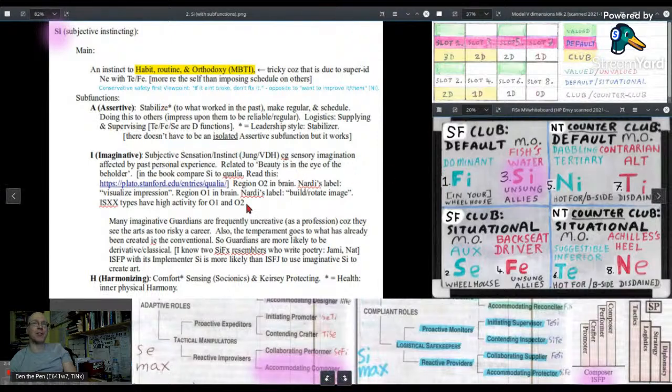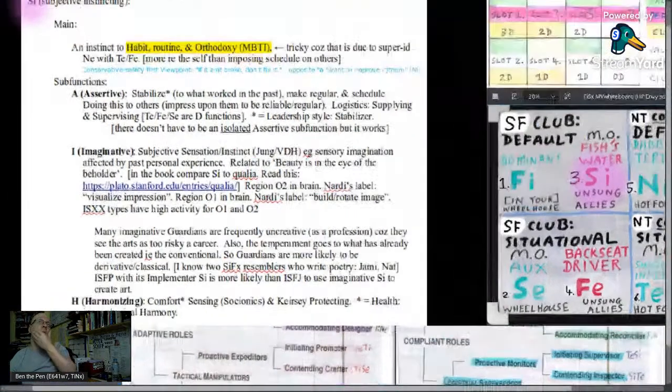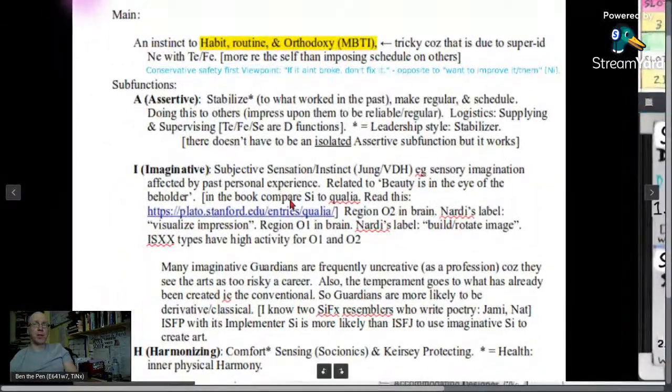So yeah, all the SI stuff. So this about guardians, and that frequently ISFP is going to use imaginative SI. I won't say better, but it's put out there more in a professional realm because it fits the artisan temperament. And it's just as I've written there, many imaginative guardians are frequently uncreative as a profession.